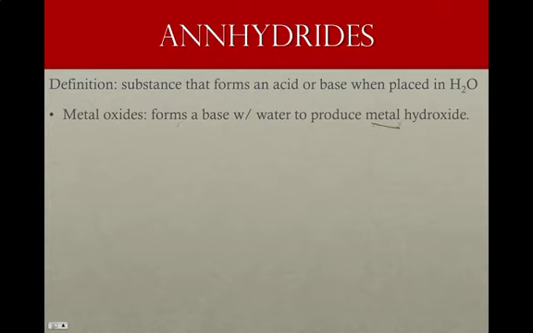So, for example, sodium oxide, that's our metal oxide, it's just a metal combined with oxygen. So sodium oxide plus water. Well, it's going to produce a metal hydroxide. What's the metal? Well, it's sodium, so it's going to be sodium hydroxide. That will be our product. Now the formula for sodium hydroxide: sodium has a +1 charge, hydroxide has a -1 charge, so it's just going to be NaOH.